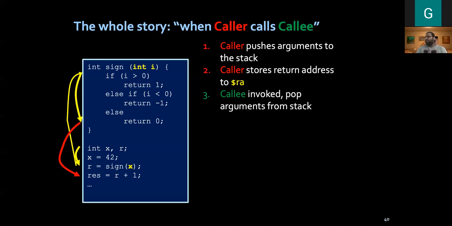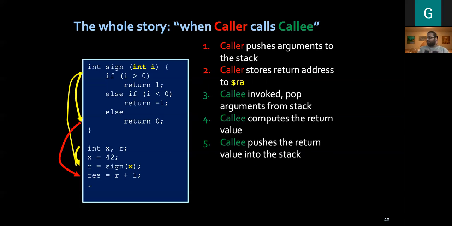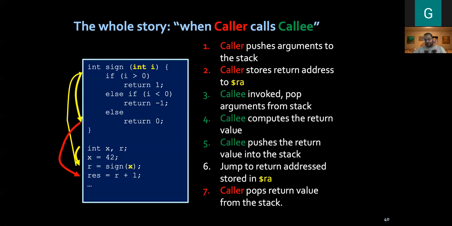And then the callee needs to first pop in all the arguments from the stack to actually use them. Once it's popped all the arguments, it can compute the return value. And once it's computed the return value, it pushes the return value back onto the stack. And then it returns. And then the caller function can take the return value back from the stack and use that.